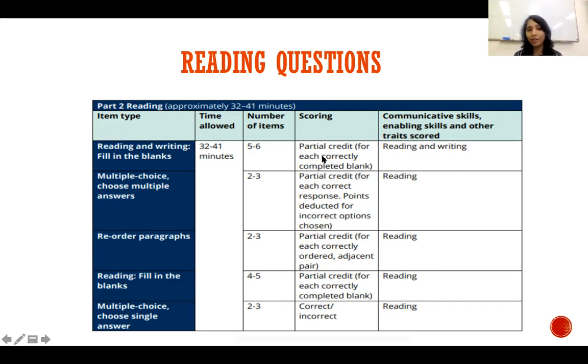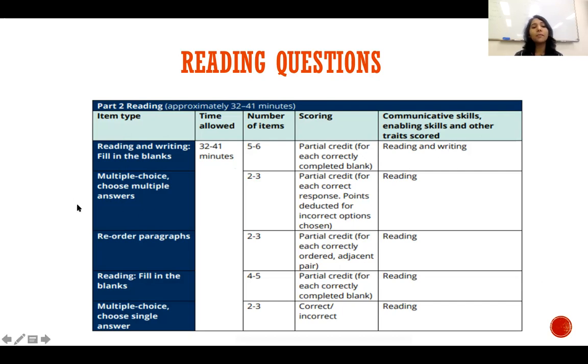It's a very important question type. You'll have about 5 to 6 of these questions. And for every question, I suggest that you spend at least 3 minutes each. You can afford to spend 3 to 3.5 minutes per question. Your context is important. Your grammar and your vocabulary are important.